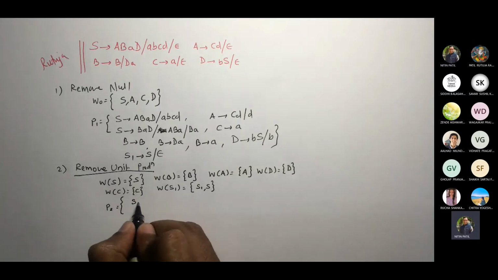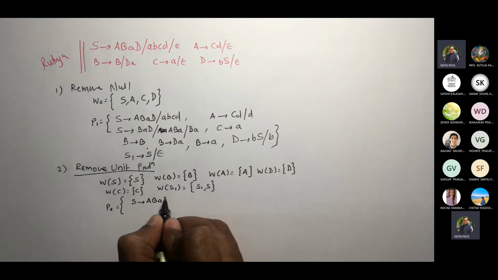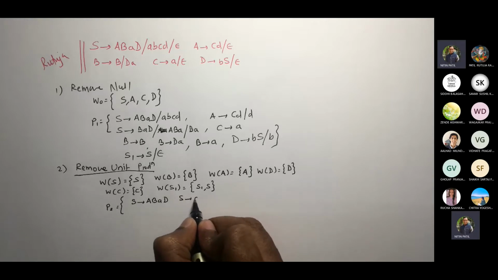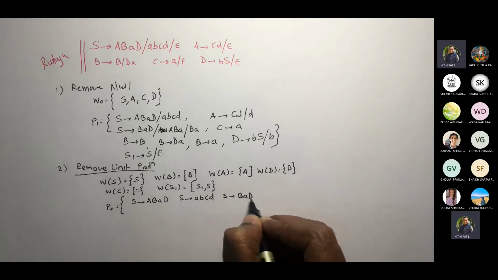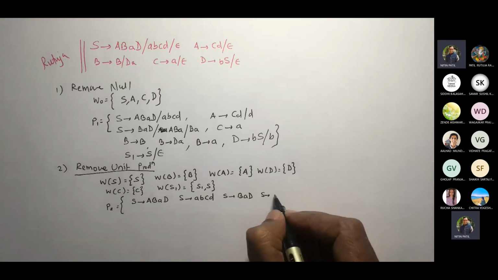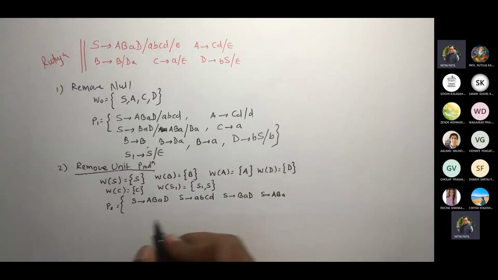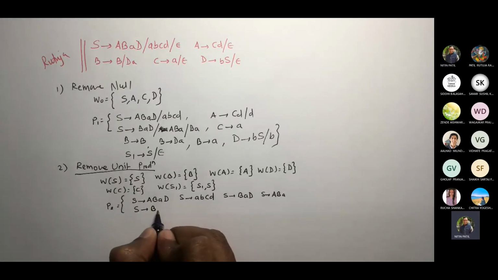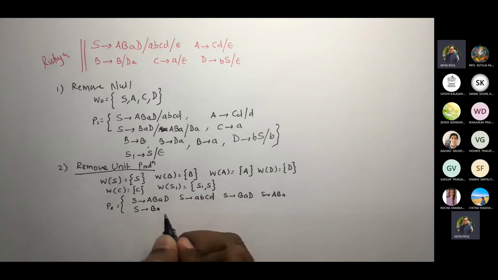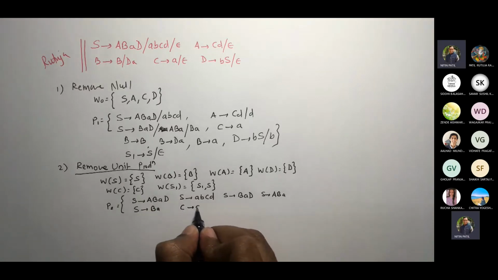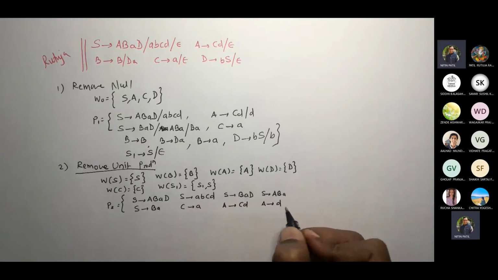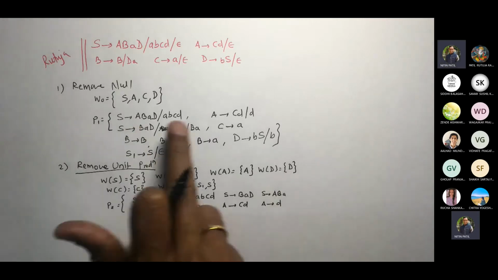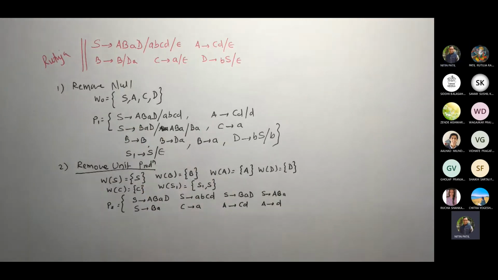Let us go. S gives A, B, A, D. S gives A, B, C, D. S gives B, A, D. S gives A, B, A. S gives B, A. Correct? C gives A, A gives C, D. A gives D. So we worked with first two rows, correct? Am I right? Yes, sir. Next. Now B.